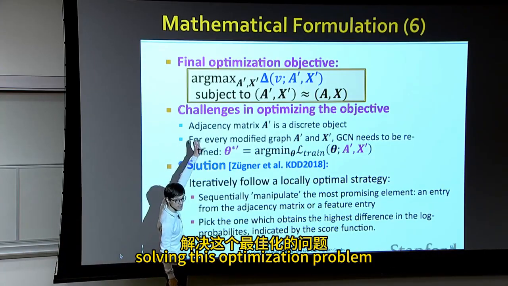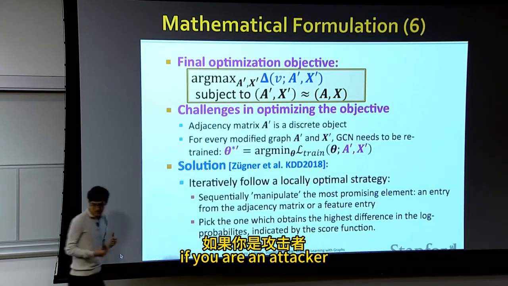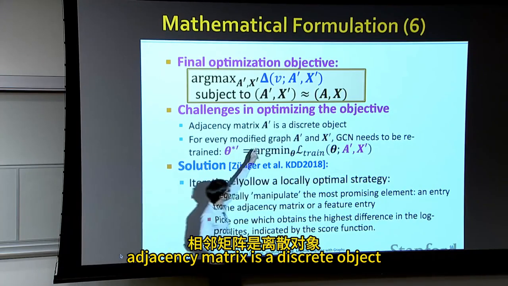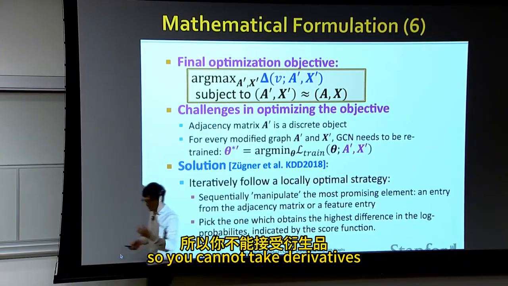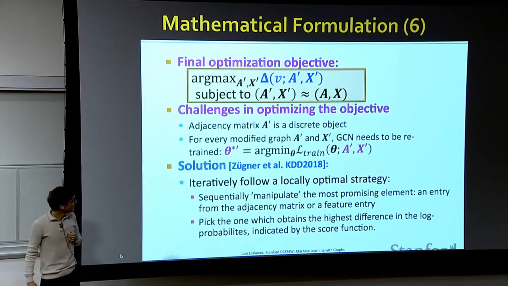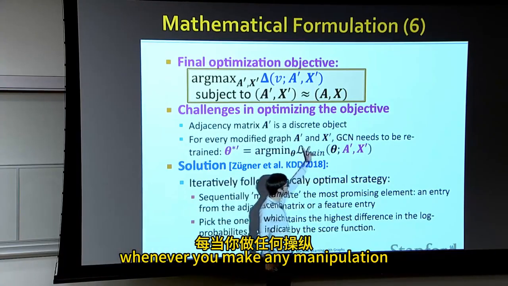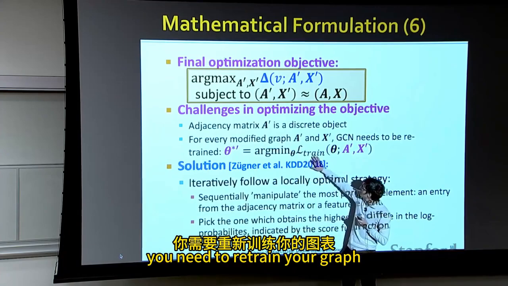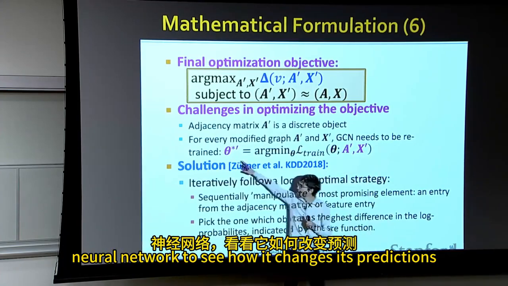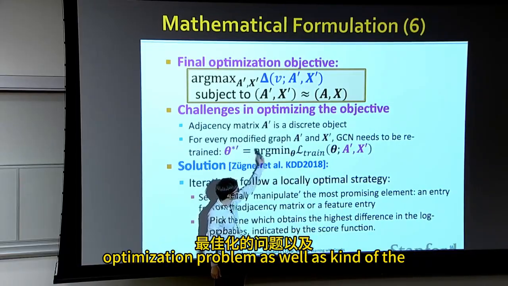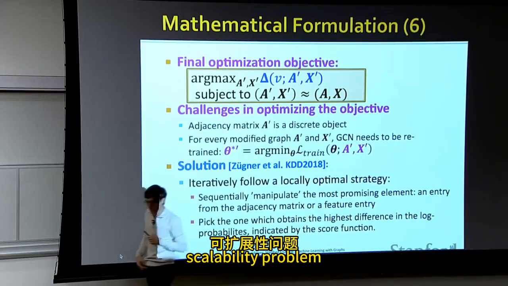Solving this optimization problem, if you are an attacker, is very hard. The reason is that the adjacency matrix is a discrete object, so you cannot take derivatives. And whenever you make a manipulation, you need to retrain your graph neural network to see how it changes its predictions. So you have both the optimization problem as well as the scalability problem.